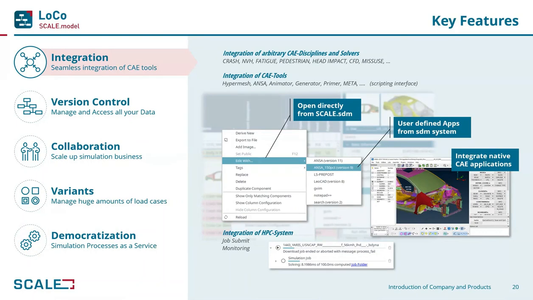Another aspect of integration means that from the SCALE model, you can submit your jobs directly to an HPC system, which can be your on-site HPC system, or can be a cloud resource where you do your calculations. We incorporated it in such a way that all the data is transferred automatically to the HPC system, and even on the HPC system, you can establish monitoring of your jobs so that you can see within the SCALE model how your job is going, where it is, how long it will still take, if it's still queued, and things like that.